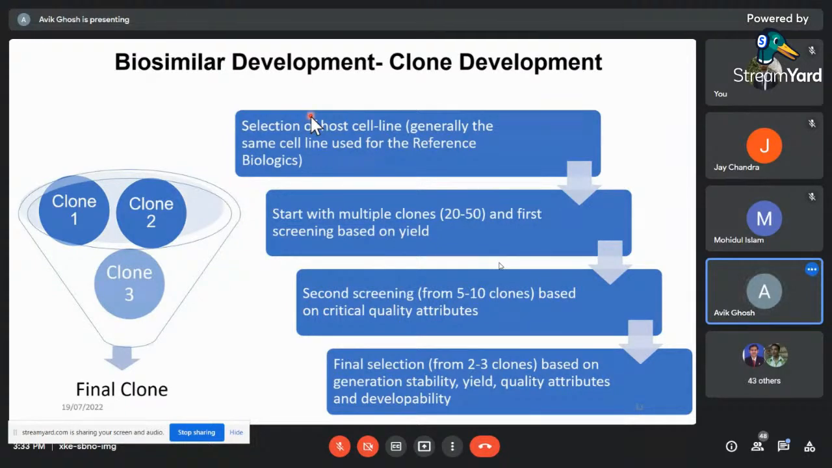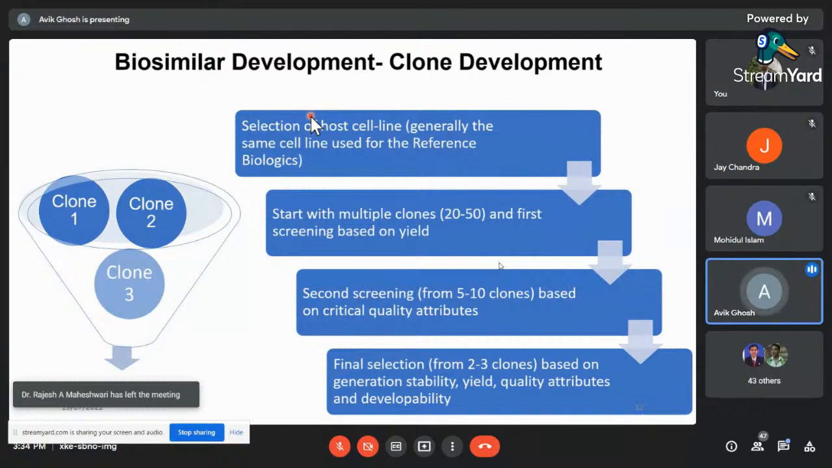further scrutiny. But there might be situations where it is not possible, say for some products in the market where the innovator has used a murine cell line, which doesn't yield much product, right? Now, some biosimilar company may think that, okay, I would not use a murine cell line, I'll use a Chinese hamster ovary cell line to improve the yield of the product.